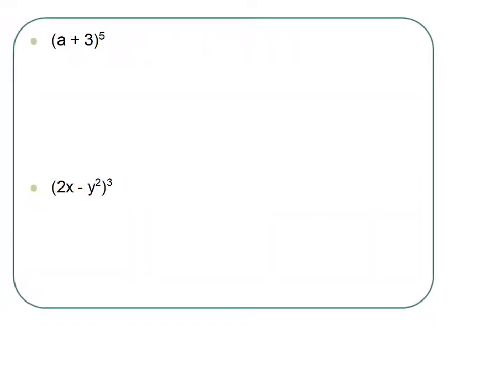All right, so we have (a + 3) to the 5th power. So here's how this works. Because it's to the 5th power, I'm going to use the 5th row of Pascal's triangle. And you can peek back at what the 5th row of Pascal's triangle was. It was 1, 5, 10, 10, 5, 1. Oops, sorry, I missed. Is that right? Yeah, that was right.